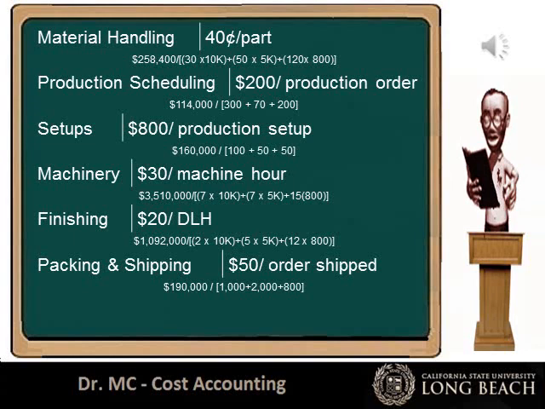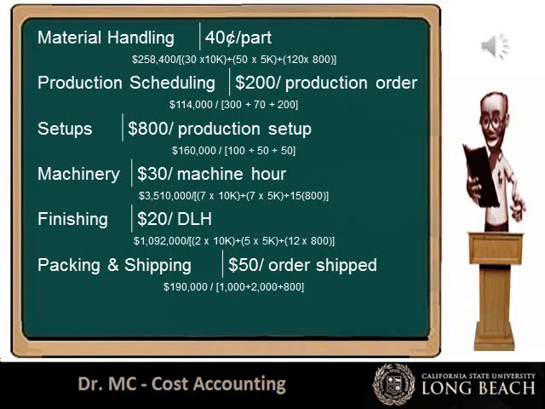For material handling, you need to divide the estimated cost of $258,400 by the estimated number of total parts, which is 646,000. This gives you the application rate of 40 cents per part. For production scheduling, you need to divide the estimated cost of $114,000 by the estimated number of production orders, which is 570. This gives you the application rate of $200 per production order.